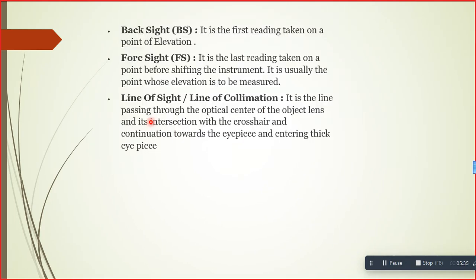So we can continue. There are three more terms that I want us to clarify. We have the backsight. Backsight is the first reading taken on a point of known elevation. Then we have the foresight, which is abbreviated FS. It is the last reading taken on a point before shifting the instrument. It is usually the point whose elevation is to be measured. Then we have the line of sight or line of collimation. It is the line passing through the optical center of the object lens and its intersection with the crosshairs and continuing towards the eyepiece.